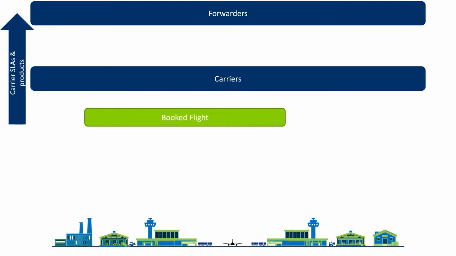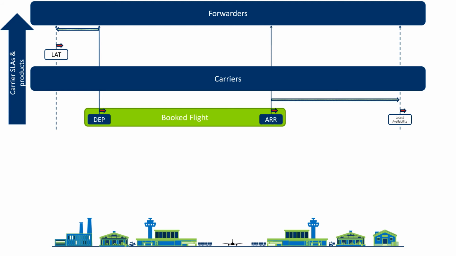In a traditional flight-specific product, LAT is driven by the scheduled departure of the booked flight and the availability at destination by the arrival of the booked flight. In the time-defined world, this may change. The booked flight may still be there as a guideline, and it may be the anchor for the LAT. However, the latest availability at destination may be a window of operation from the latest acceptance to the latest availability.